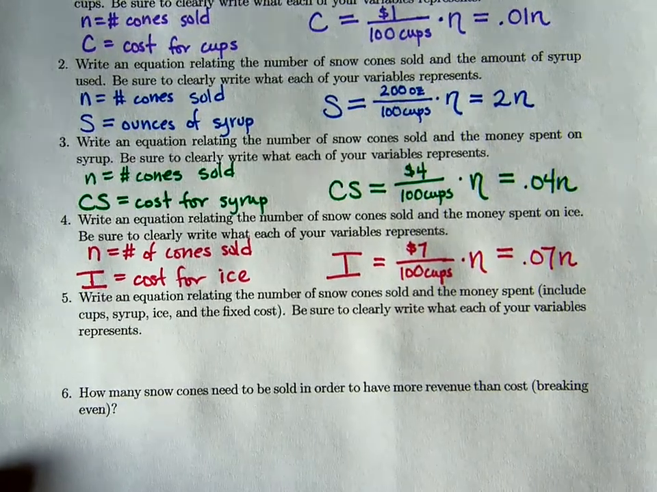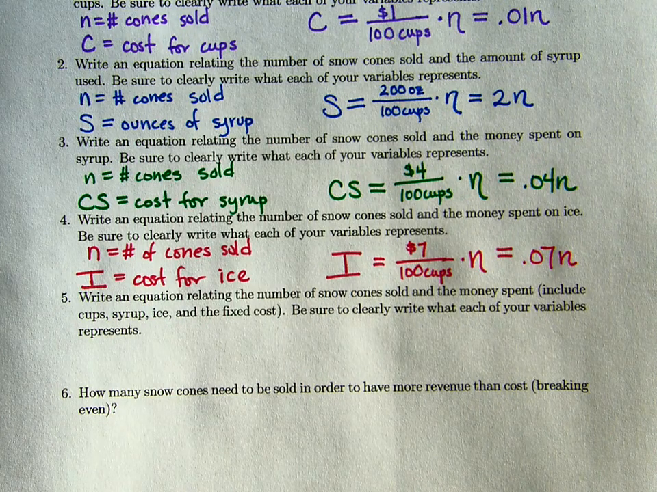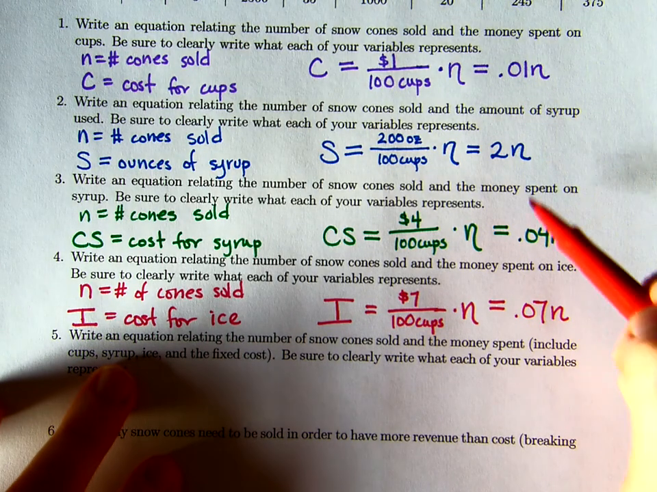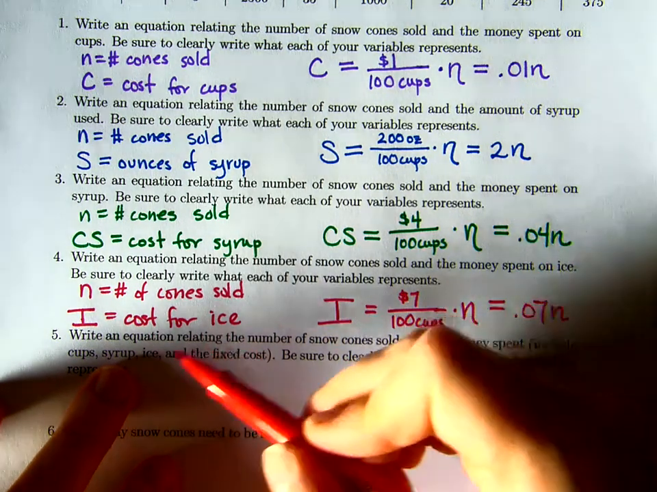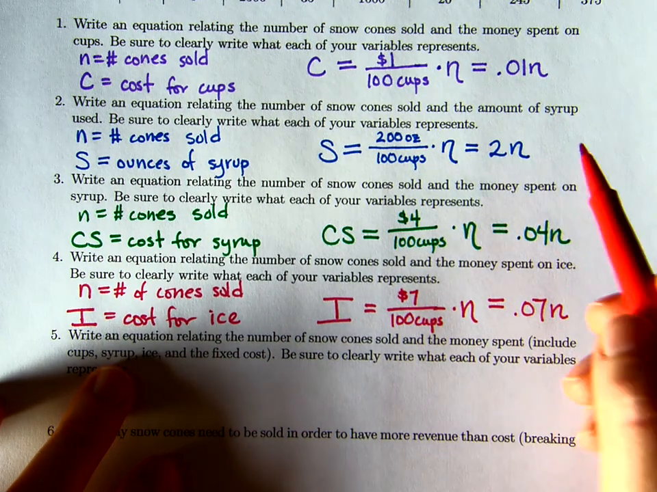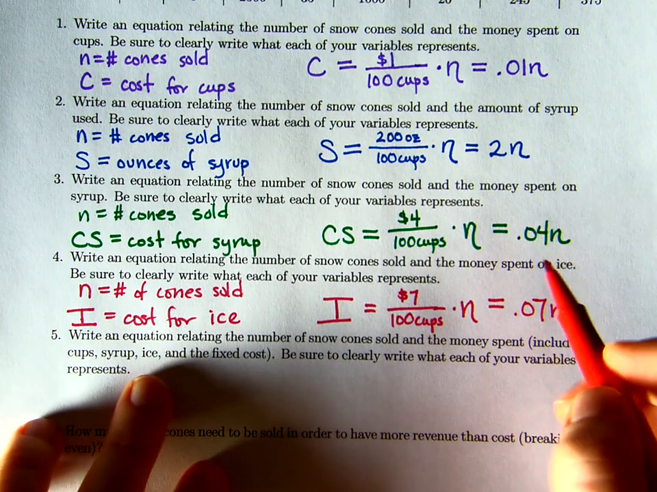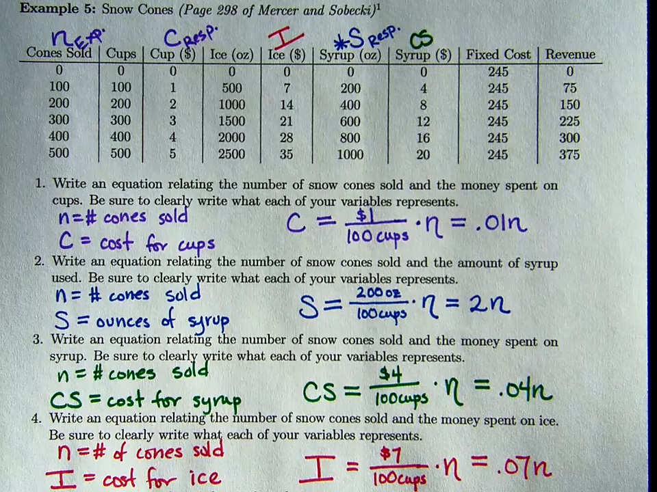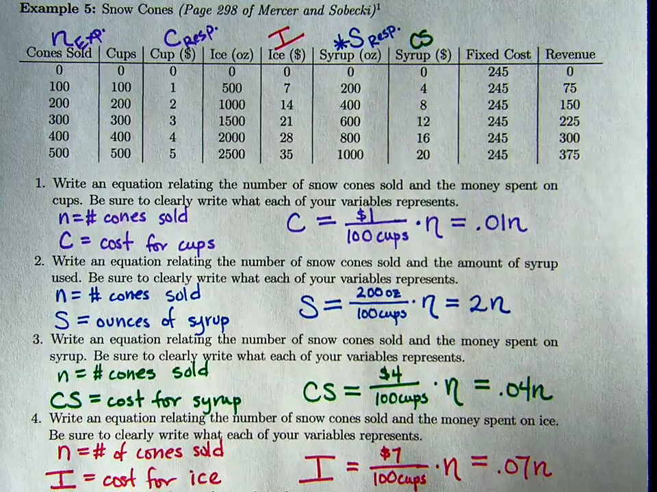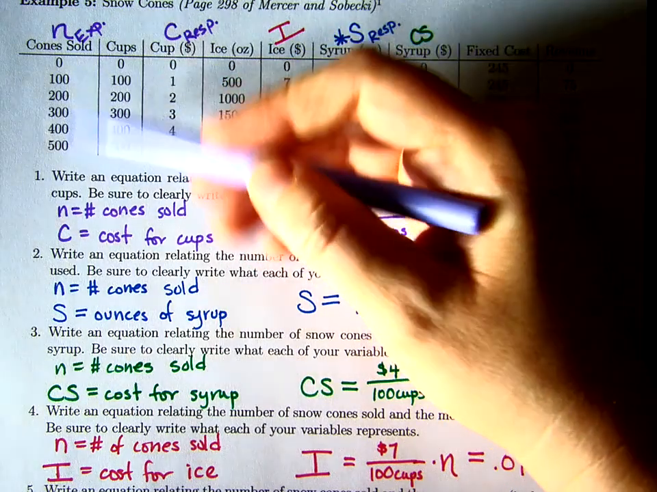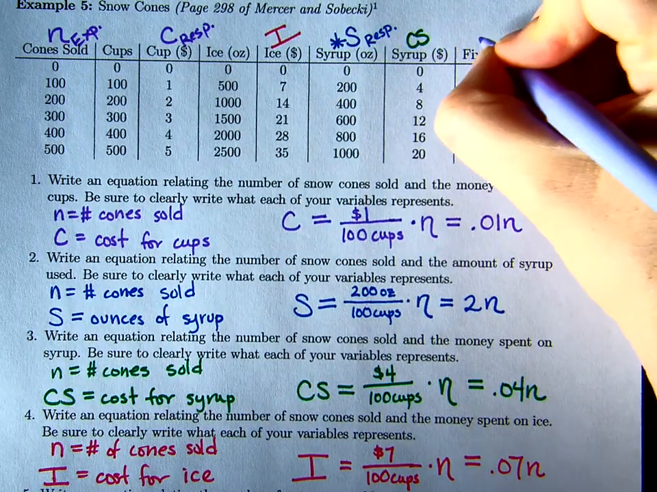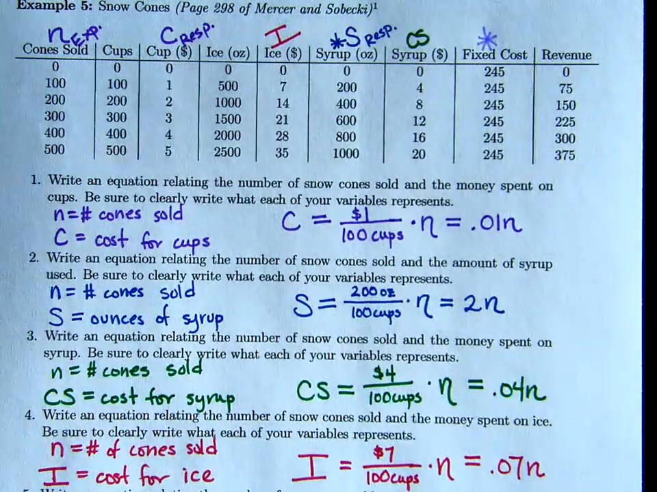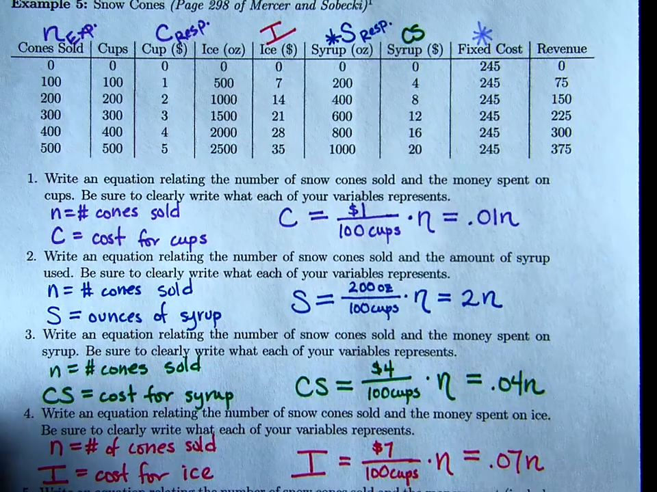Write an equation relating the number of snow cones sold and the money spent. Include cups, include syrup cost, because this is money spent, so not just syrup, but syrup cost. That's this one. Ice cost and fixed cost. Okay. So this fixed cost, I notice, it doesn't matter how many cones you sell. This is like your flat fee, you have to pay this every month regardless of what you do. Maybe you're getting a license to be in the park. Whatever it is, that's your fixed cost.